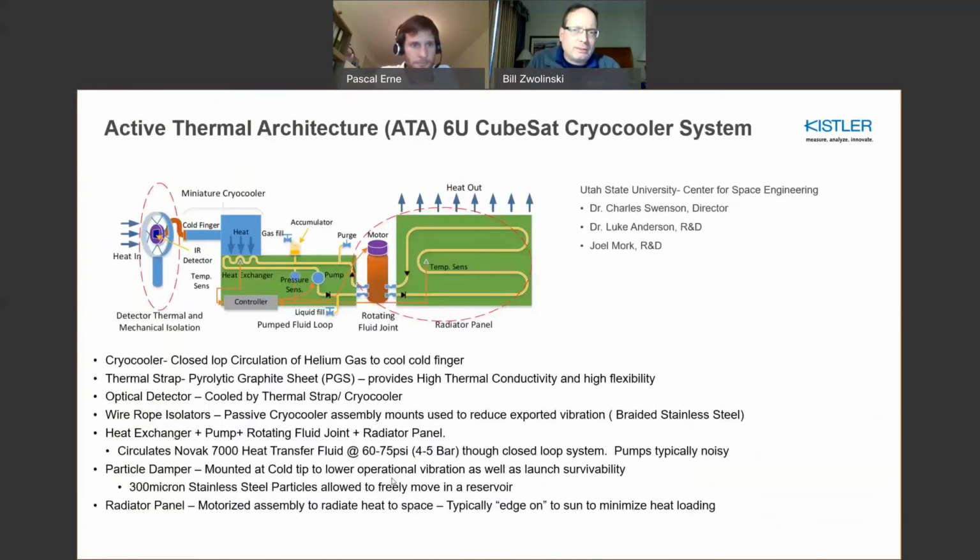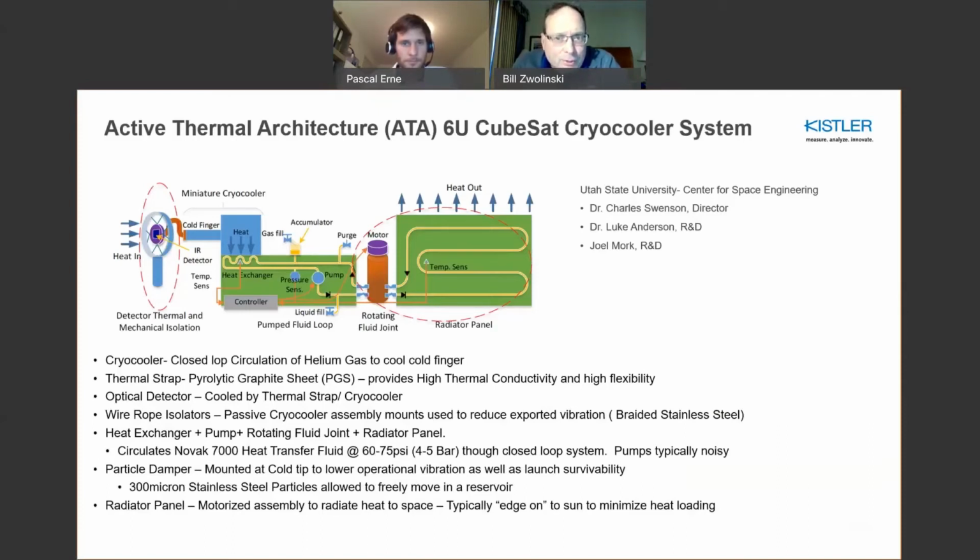This example here, by the way, is a project that's being worked at Utah State University Center for Space Engineering, and Dr. Swenson Anderson and Joel Mork are working this project. Anyway, we thought it would be interesting to show some preliminary data associated with this project, as well as, eventually there'll be a paper processed or issued as well.